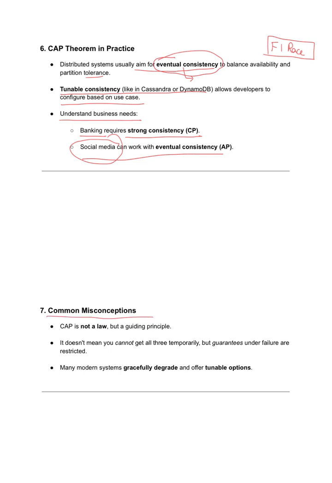Common misconceptions. CAP is not a law, but it is a guiding principle. Please note, it guides you to take right decisions. It does not mean you cannot get all three temporarily, but guarantees under failure are restricted. I'm again repeating the same point. You could have consistency, availability, and partition tolerance sometimes, but you cannot have it all the time, right? This is important to understand. Many modern systems gracefully degrade and offer tunable options. What this line means is you can choose what you want to achieve. You can choose whether you want availability, consistency, or what, right?